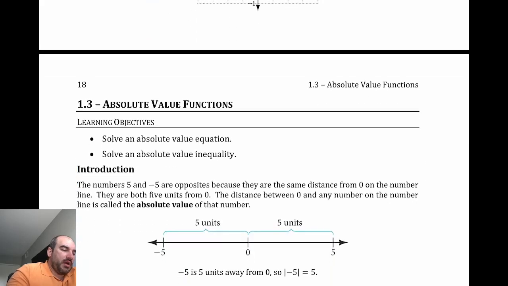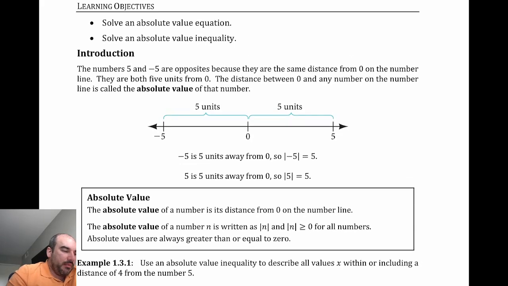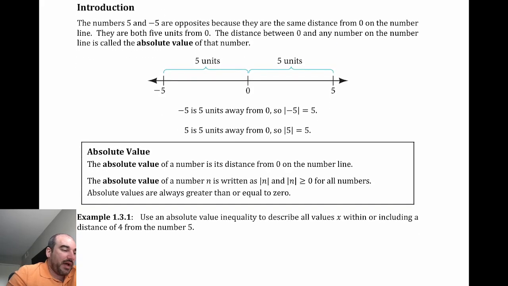Okay. 1.3 is more about the absolute value function, and I see what you meant by tells the distance from 0, because that's how we're going to talk about the absolute value function here. The absolute value function essentially tells you your distance from 0.